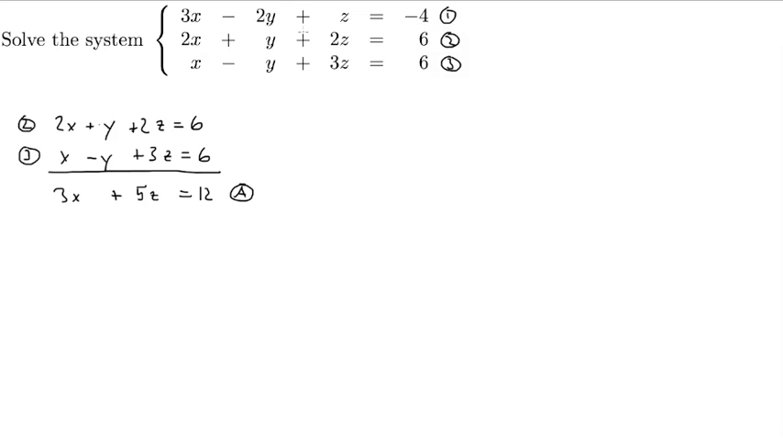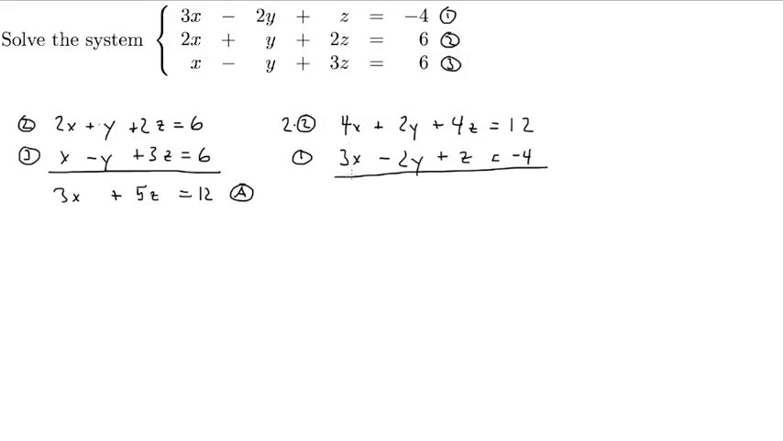And looking at it, I think, notice that 1 and 2, y is very close to having an opposite coefficient if I just multiplied equation 2 by 2. So I'm going to do that. Take equation 2 and multiply it by 2. So everything in this line I'm going to multiply by 2. So that's going to give me 4x plus 2y plus 4z equals 12. And as I said, I'm going to add equation 1 to that. So 3x minus 2y plus z equals negative 4.